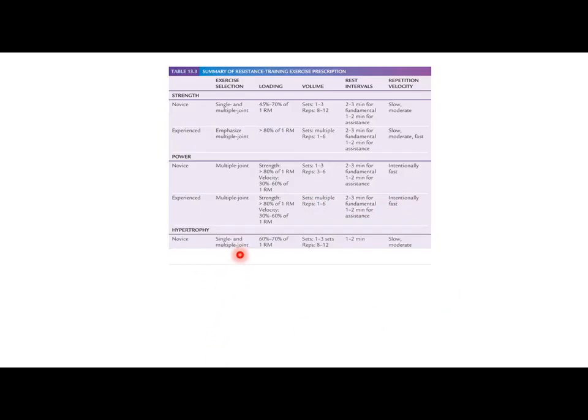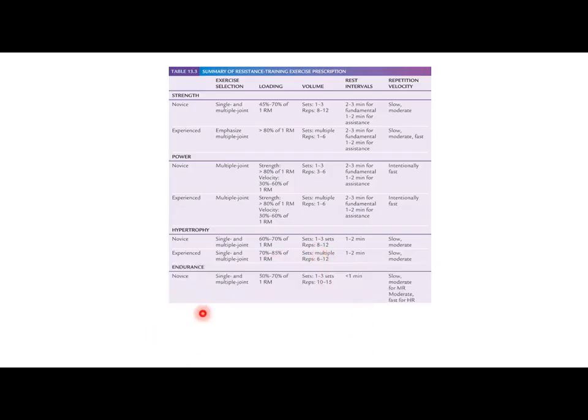Hypertrophy for novices, single to multi-joint exercises, a little bit basic. Relatively moderate intensities and volume with lower rest and controlled repetition speeds. With experienced lifters, you can work out a little bit more intensely. You can drop the volume, of course. If you're increasing intensity, you're decreasing volume. And then into endurance for novice folks. You need to focus on single and multi-joint exercises. The intensity is going to be a little bit lower. The volume is going to be a little bit higher. Note here the rest is minimal.